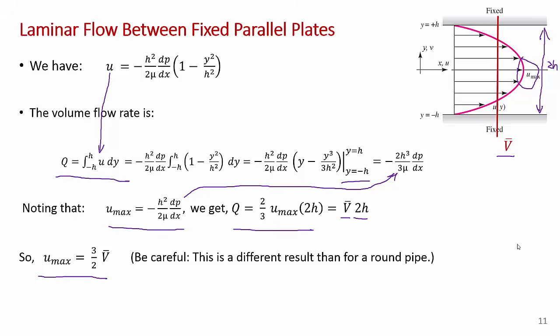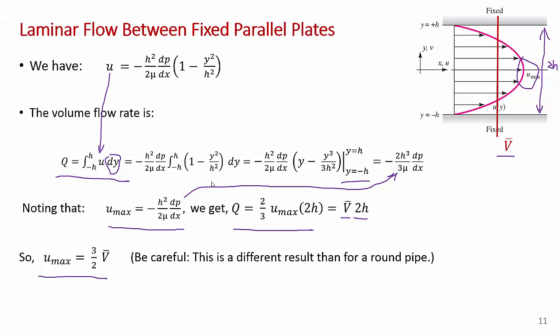Be careful, this is a slightly different result than for a round pipe. For a round pipe, because the incremental area here, we wouldn't use dy, we'd use 2 pi r dr. The integral works out slightly differently. And I think we discussed this earlier, that for a round pipe, the maximum is actually 2 times the average. So be careful. Laminar flow in a round pipe and laminar flow between plates, both of them have parabolic velocity profiles, but the relationship between the maximum and the average velocity is different.